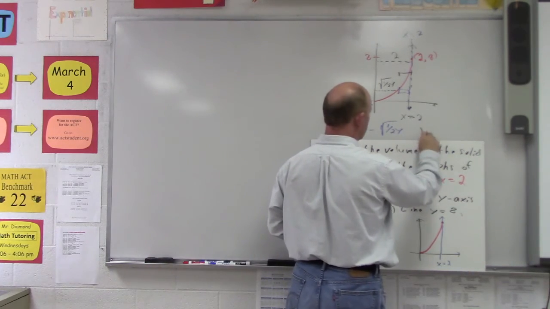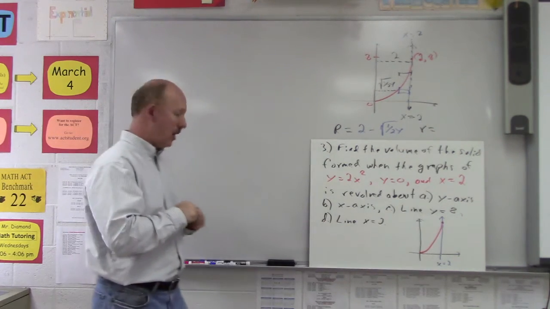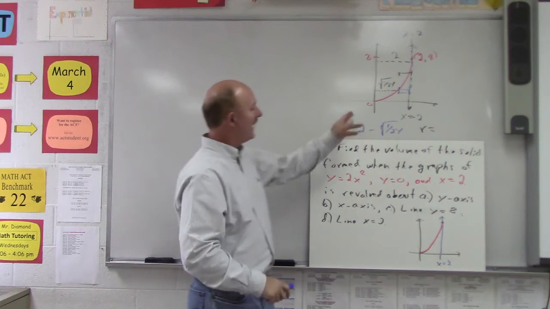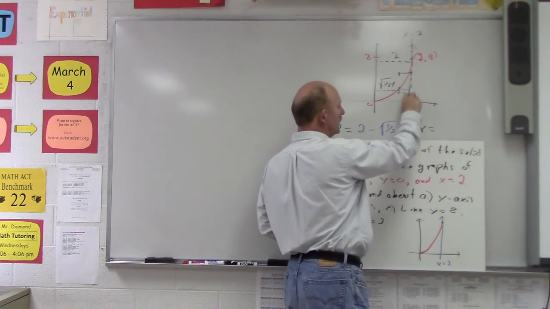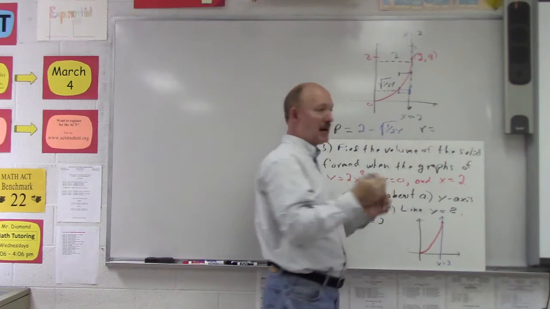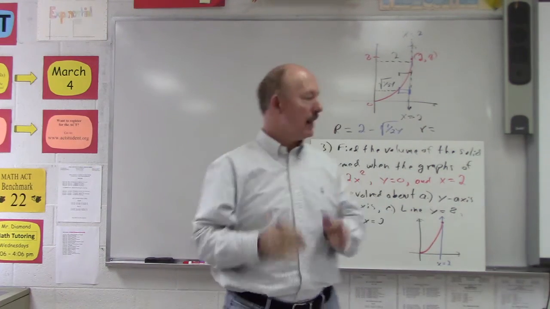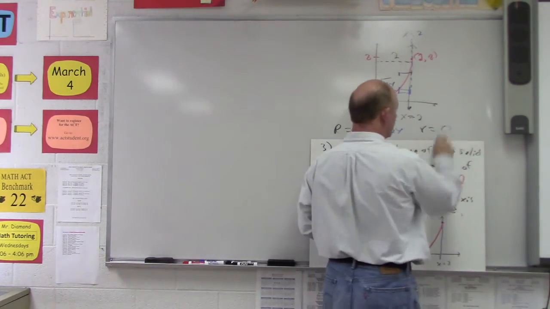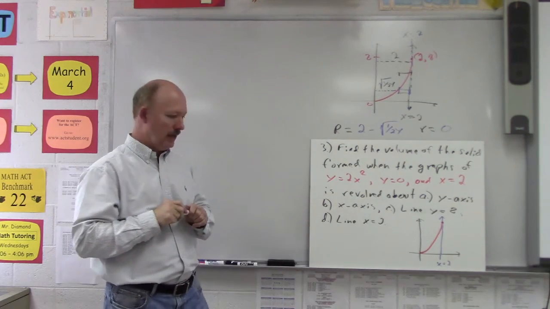Now, little r. Remember, little r is the distance from your axis of rotation to the bottom of that rectangle. And the bottom of the rectangle actually touches the line x equal 2. So little r is 0.